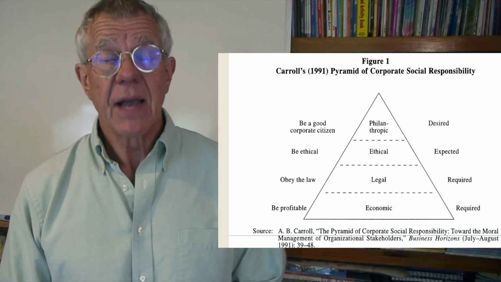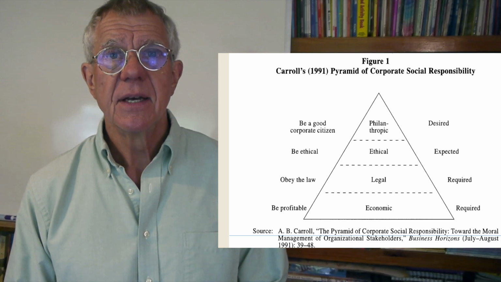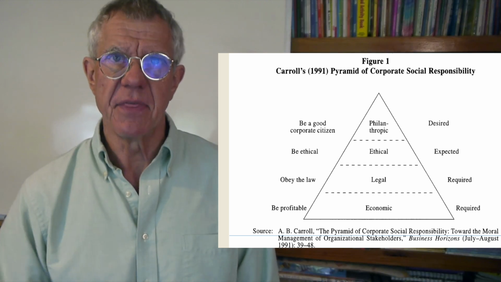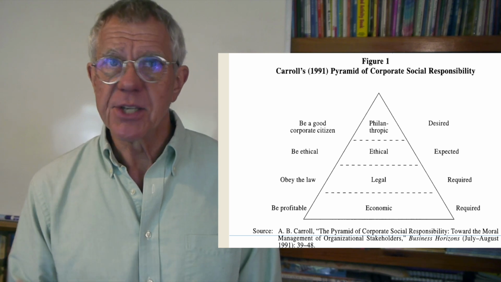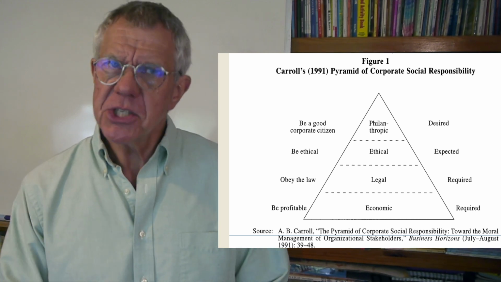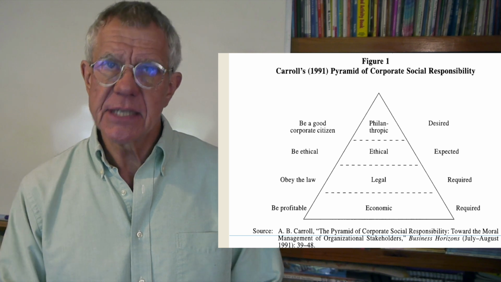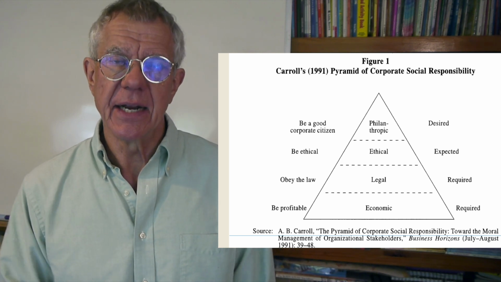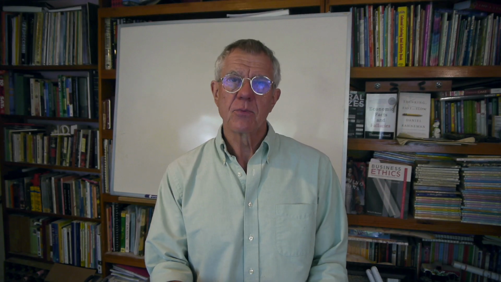The maxim governing that top level is be a good corporate citizen. Be a good citizen within the community. And that's something that is not required, is not expected maybe even, but is desirable. Well, that's the pyramid model in a nutshell. Schwartz and Carroll, writing about this some years later, think there are some aspects of the model that are misleading.